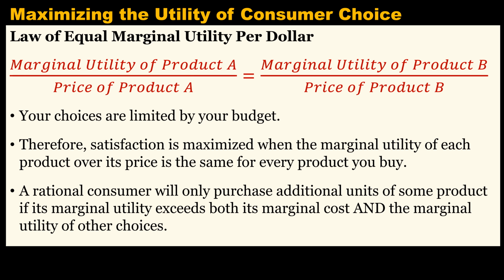This equality holds because if it were not equalized, you can increase your utility by spending less on the good that provided lower marginal utility per dollar and more on the good that provided a higher rate. Your satisfaction will be maximized when this equality holds true. Of course, this is an intuitive equation, since marginal utility cannot be quantified, but it makes intuitive sense.